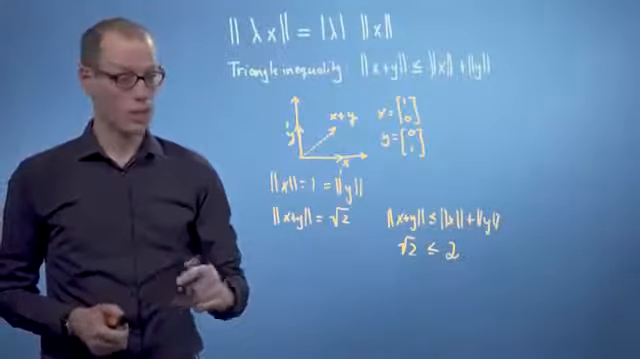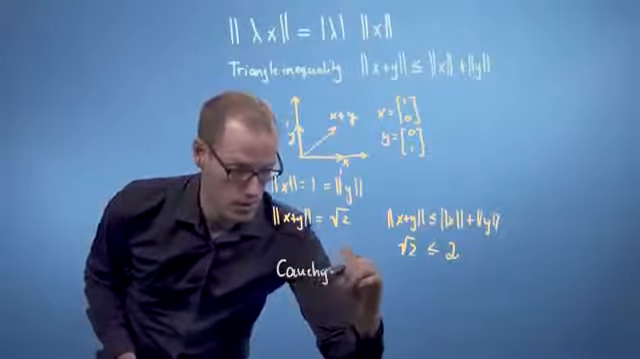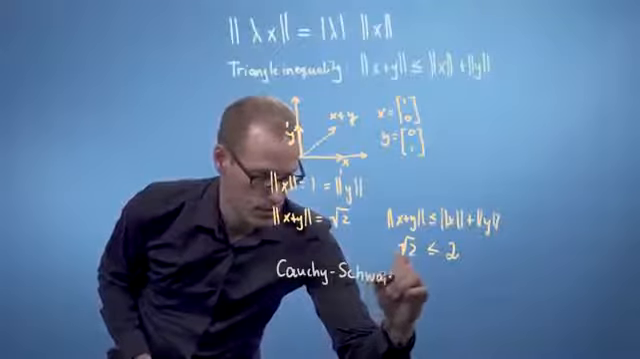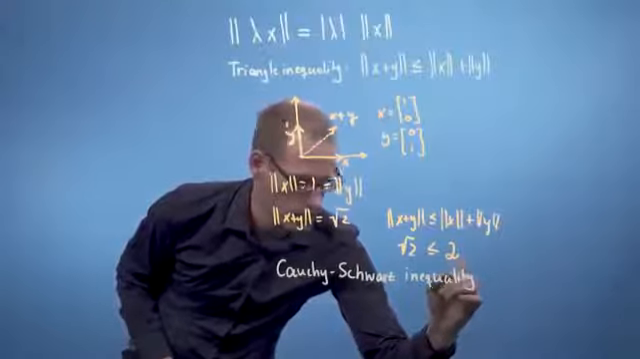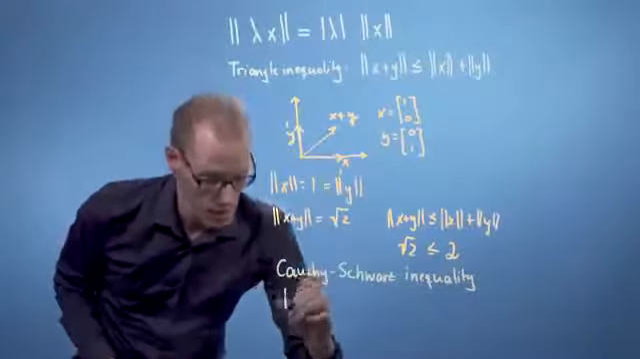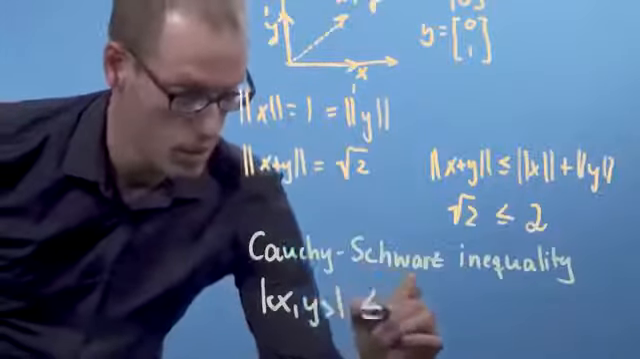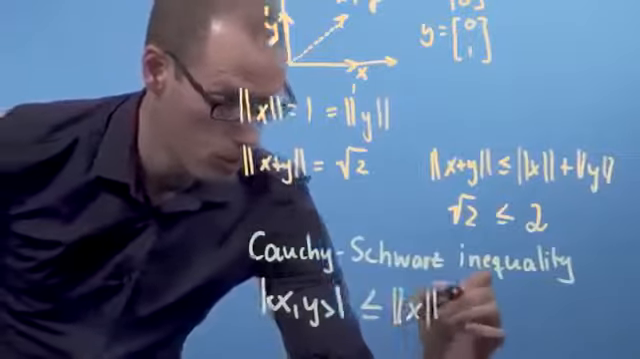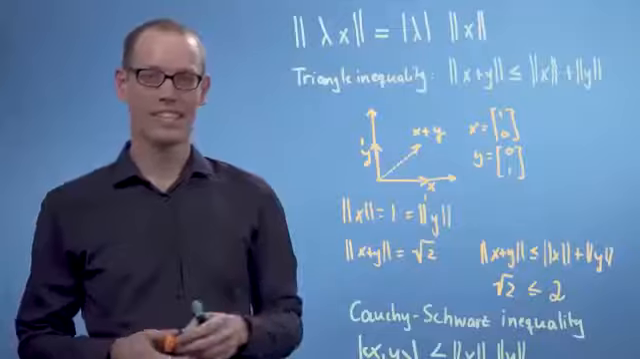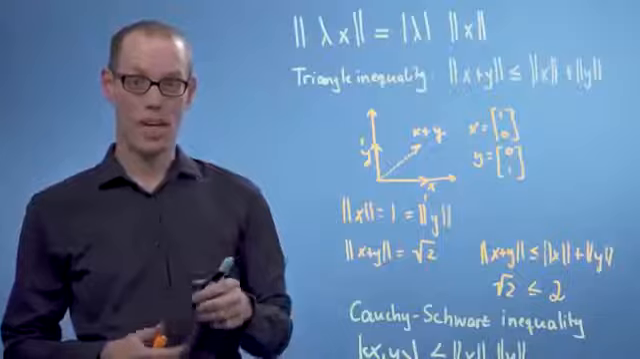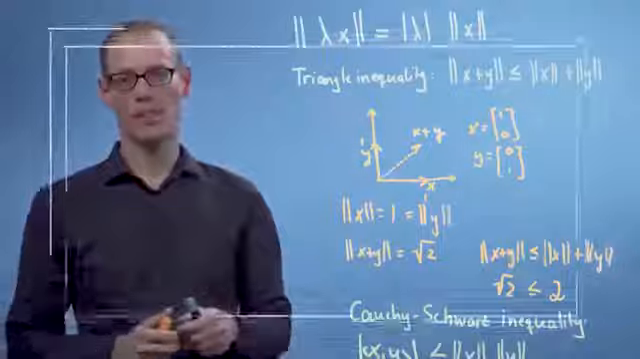And there's another inequality I would like to mention, which is the Cauchy-Schwarz inequality. And that one says that the absolute value of the inner product of x with y is smaller or equal than the product of the individual norms of the two vectors. In this video, we looked at lengths of vectors using the definition of inner products. And now we're going to use this to compute distances between vectors in the next video.